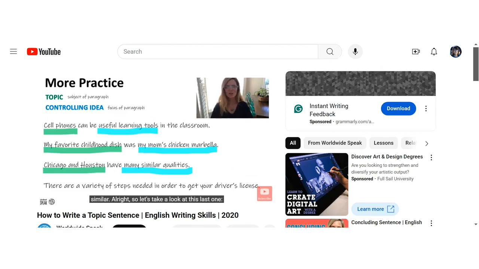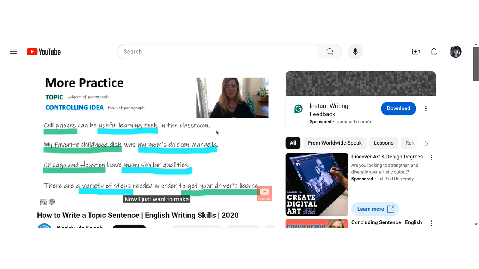All right, so let's take a look at this last one. There are a variety of steps needed in order to get your driver's license. So what's our topic here? What's the subject we're talking about? Well, the subject is getting your driver's license. Now, there are many things involved in that. And so how do we control this paragraph? How do we know what this paragraph is about? Well, I let you know by saying there are many steps you need to take. There are many things you need to do in order to get your driver's license.